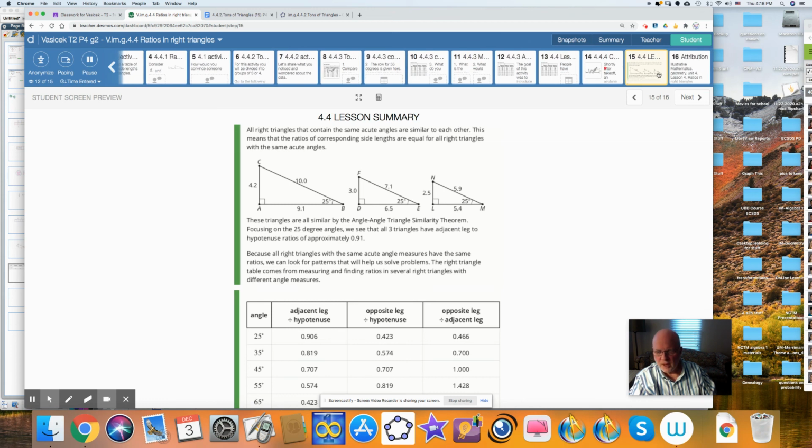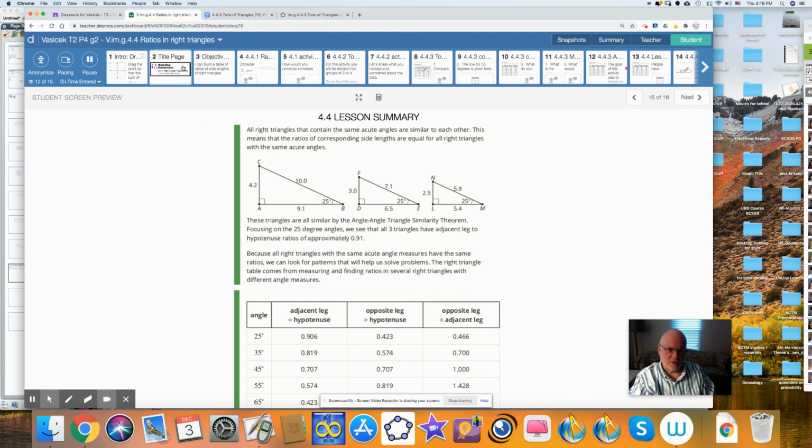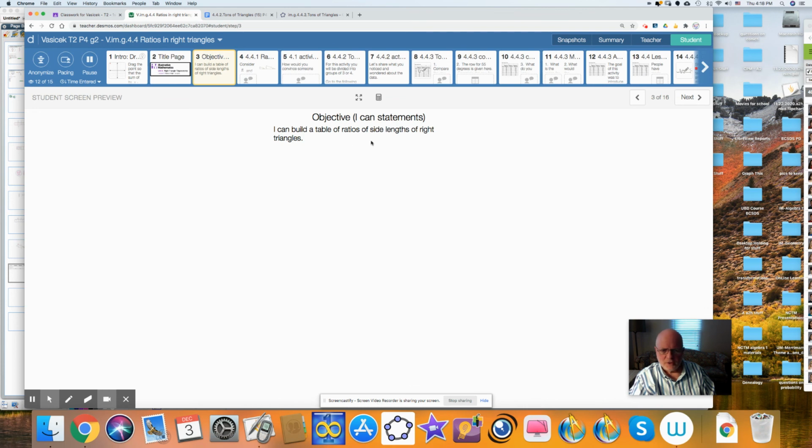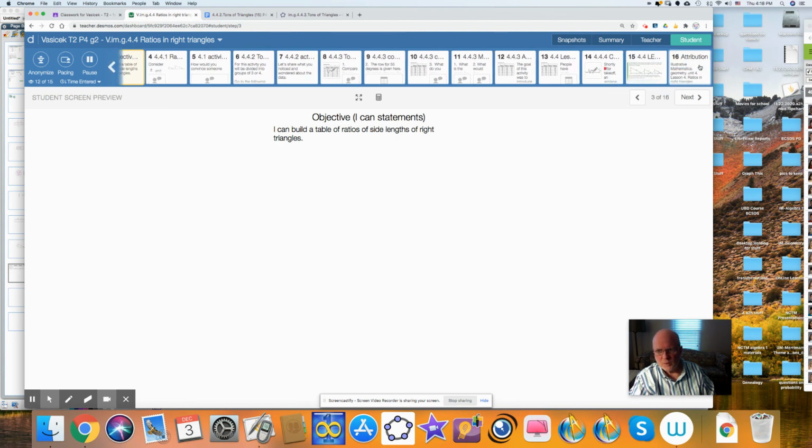Lesson summary, and that's all I've got for you for today. Please read through the summary and check it out. And remember, our objective today was to build a table of ratios with side lengths. Using those is not something I'm expecting you to do just yet. We will be using them all throughout this particular unit. Good luck and success.